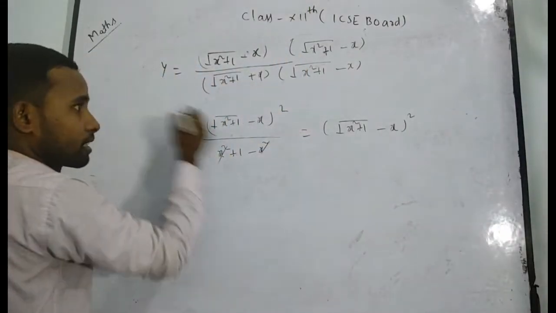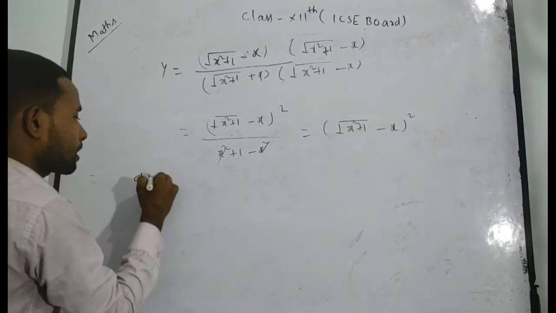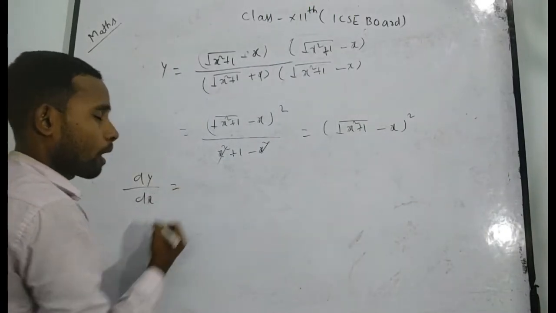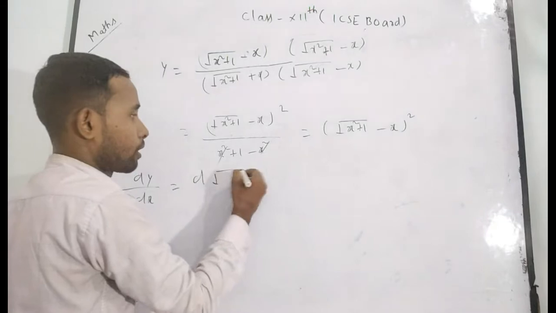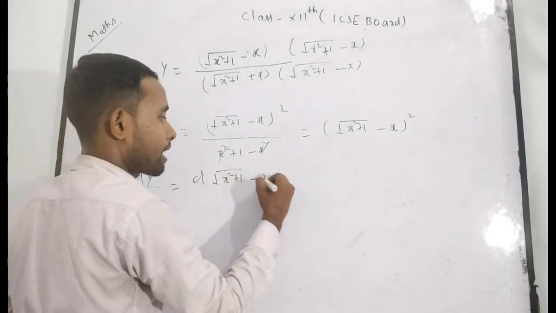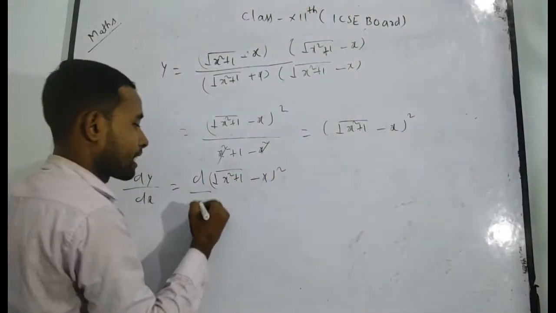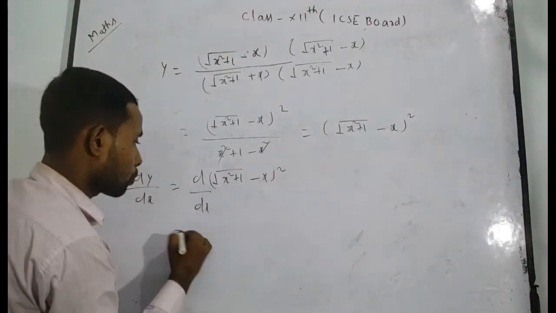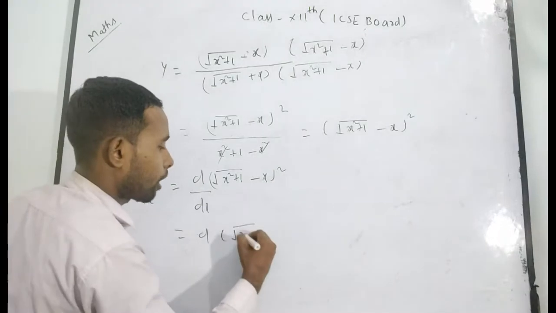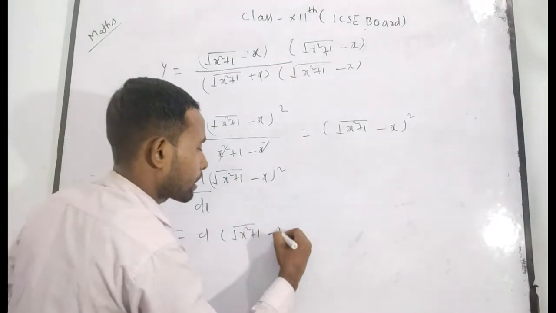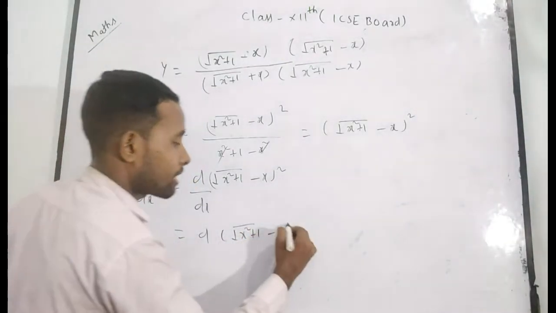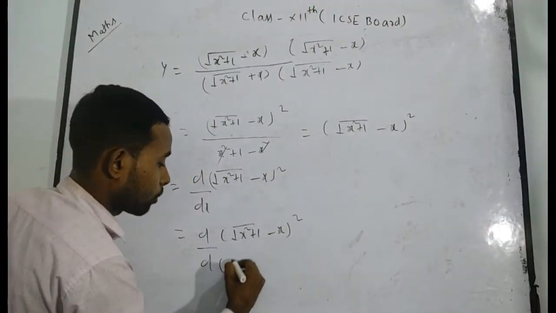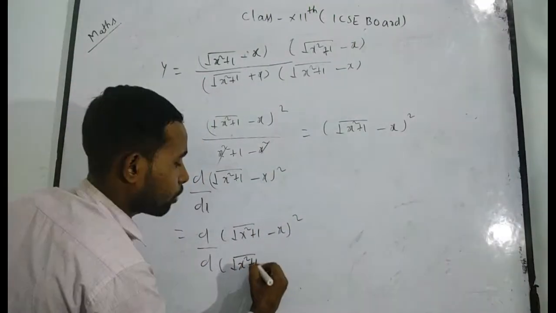Now we have to differentiate it with respect to x. Simply write the derivative of y with respect to x, the derivative of root under x square plus 1 minus x whole to the power 2 with respect to x. As you know, this function cannot be differentiated with respect to x directly. So first of all, write it with respect to which term? Root under x square plus 1 minus x.